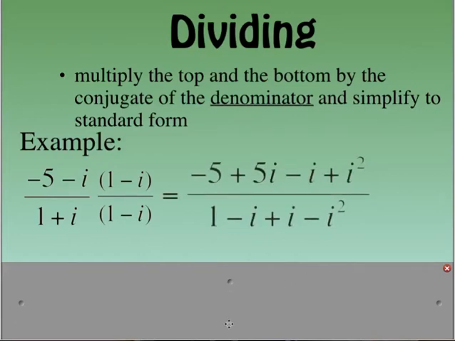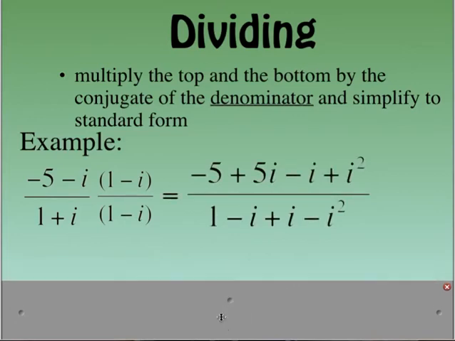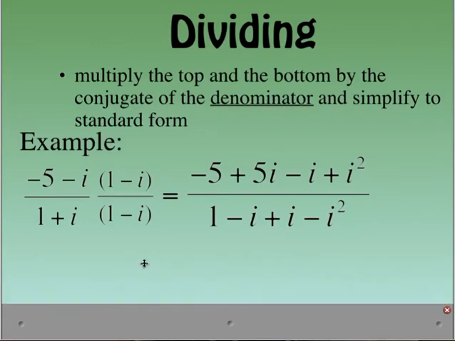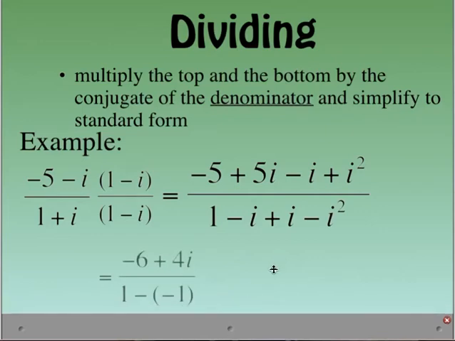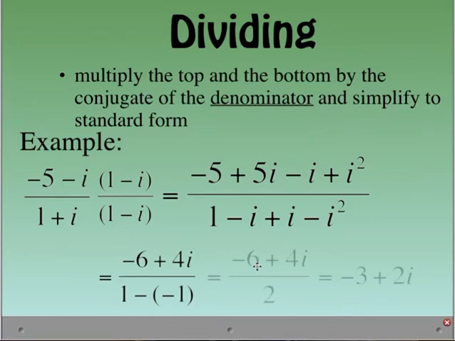And then just simplifying it from here, my numerator is going to simplify to -6 plus 4i. And the bottom is going to simplify to 1 minus a -1. And then that simplifies to -6 plus 4i over 2. And then each part can be divided by that 2, and I'm left with -3 plus 2i. So dividing these two complex numbers, remember to multiply the top and bottom by the complex conjugate of the denominator, the bottom part.